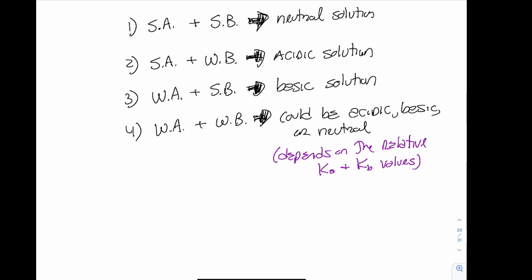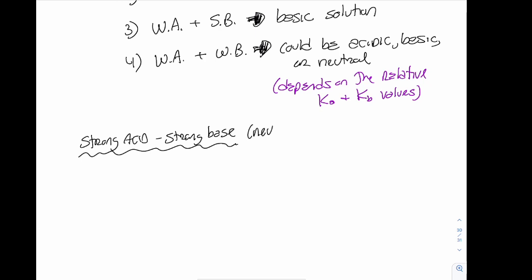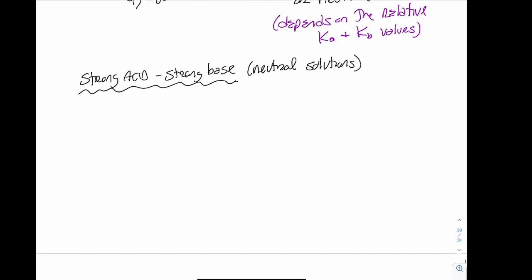I want to look in a little more detail at each one of these. So our strong acid, strong base neutralization reaction first. So we said these are going to be our neutral solutions. So looking at another example, let's use HBr as my strong acid. We'll use cesium hydroxide as my strong base.